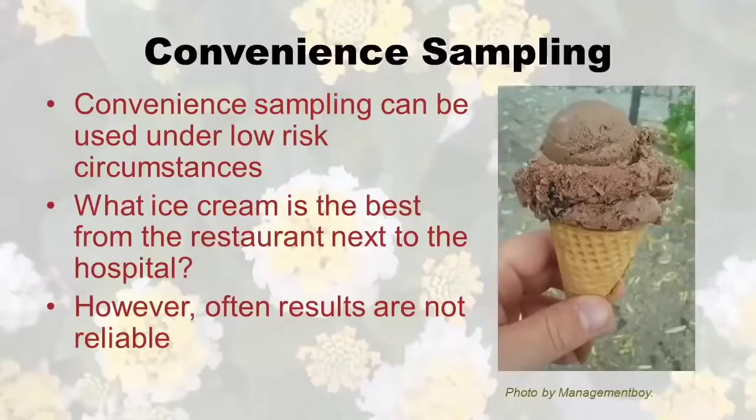Convenience sampling can be used under low-risk circumstances, like if the findings of what you're doing aren't really that important. For instance, let's say that you wanted to know what ice cream is the best from the restaurant next to the hospital. Let's say a new restaurant opens up, and you're going to go off your diet, you're going to go get some ice cream, but you don't want to waste it, right? So you want to ask people what's the best one. You might ask your coworkers. You might ask the people at the restaurant, hey, what's the best ice cream? But the results are not so reliable because you might end up on Yelp and see that other people disagree.